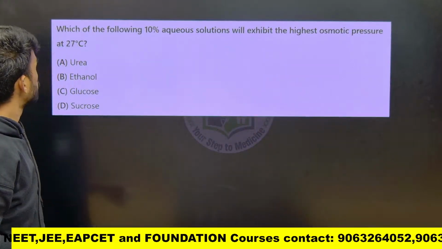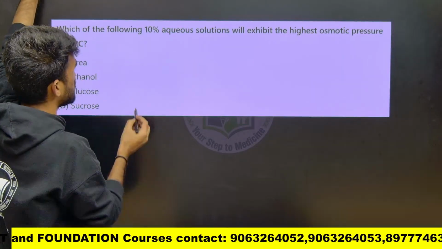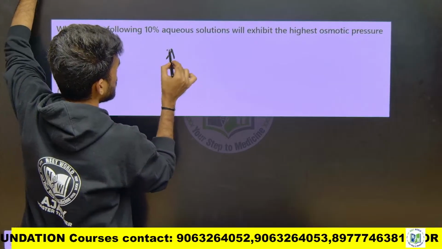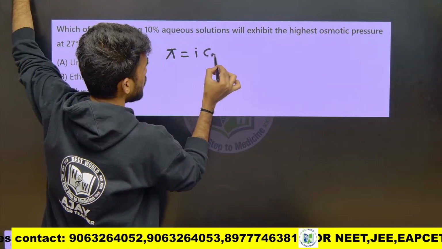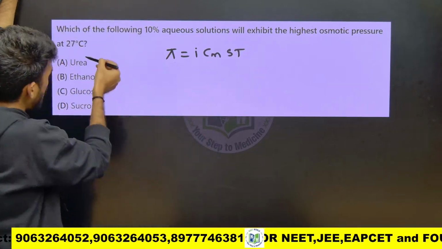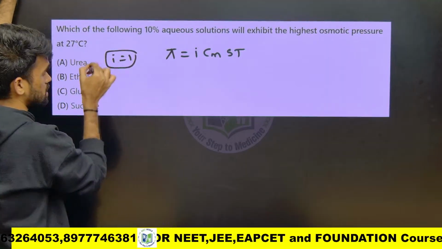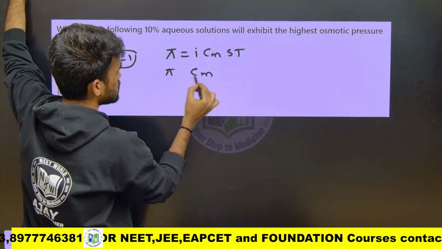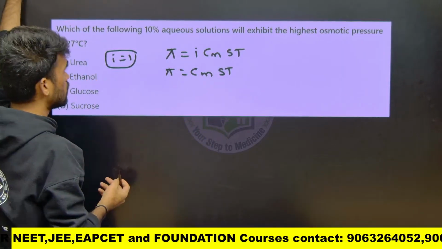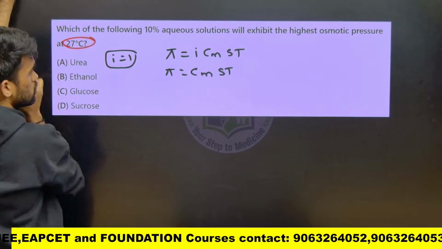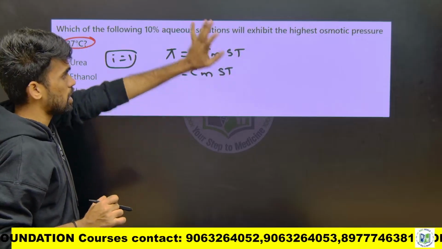So here, which of the following 10% aqueous solutions will exhibit the highest osmotic pressure at 27 degrees? Take pi equals iCST, what is the osmotic pressure formula? All of them are non-electrolytes, so the i value for them will be 1 in all these cases. So pi equals molar concentration into S into T. S and T are constants here, because they mentioned a particular constant temperature. So the ST value will be the same in all the cases.